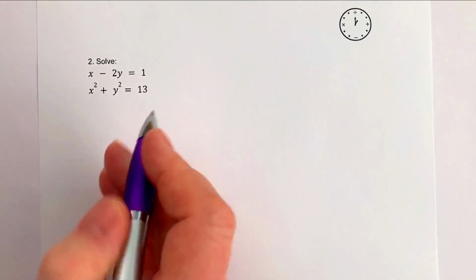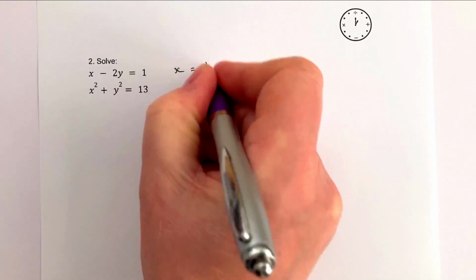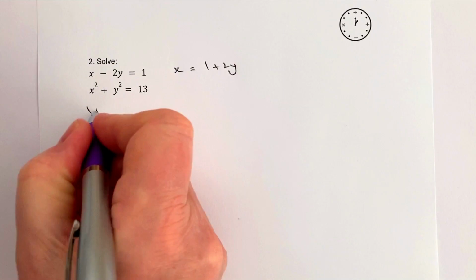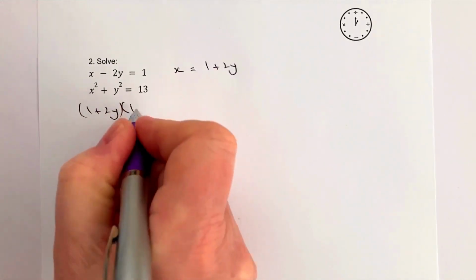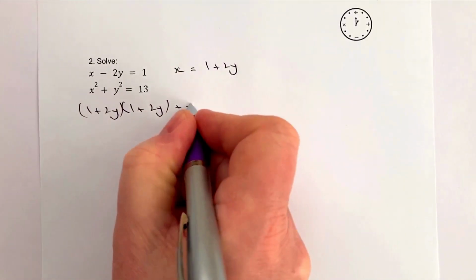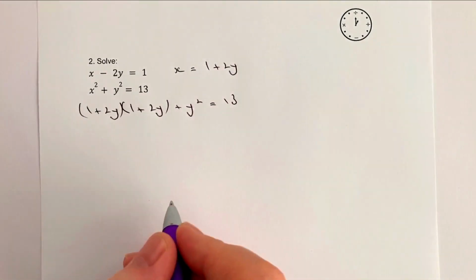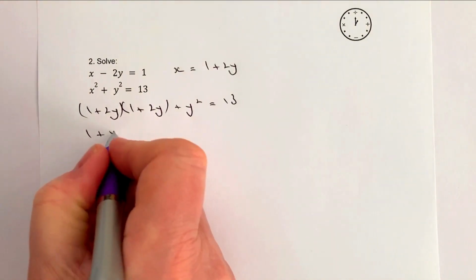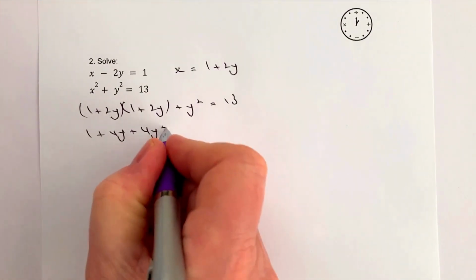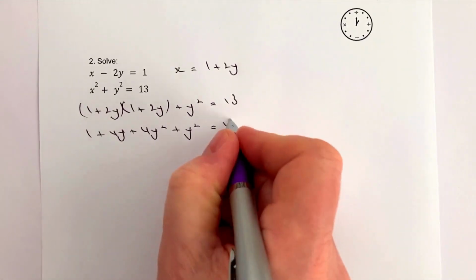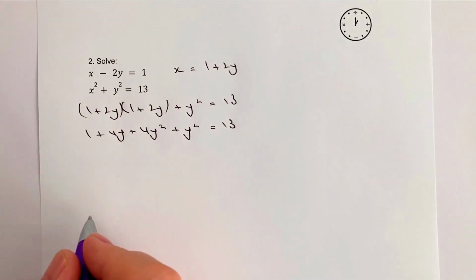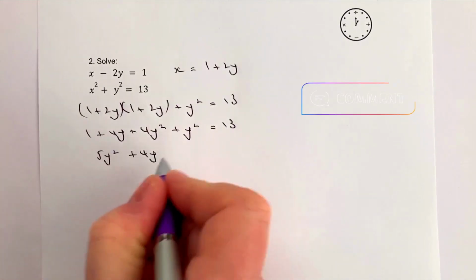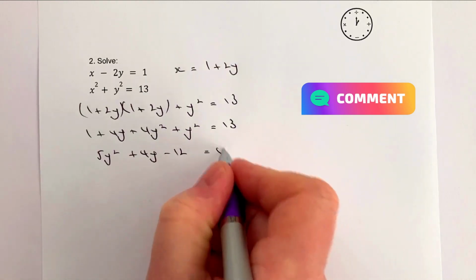Okay, so this time I'm going to get a value of x equals 1 plus 2y, and I'm going to substitute it into this. Okay, so I've got 1 plus 2y multiplied by 1 plus 2y plus y squared equals 13. Okay, when I expand all of this out, I'm going to get 1 plus 4y plus 4y squared plus y squared equals 13. Okay, sorry about my writing here. That's going to give me 5y squared plus 4y minus 12 equals 0.